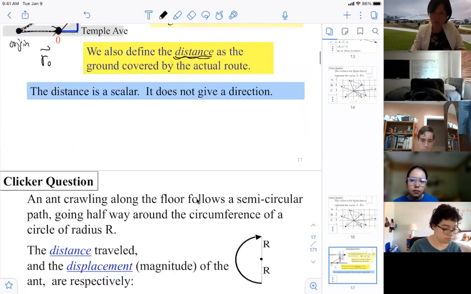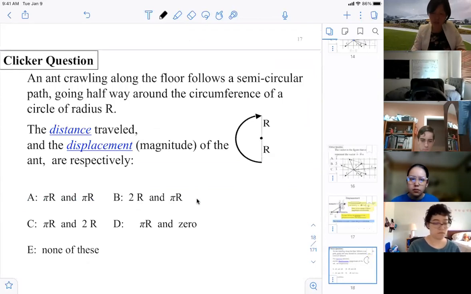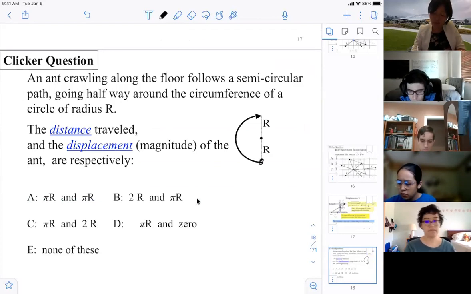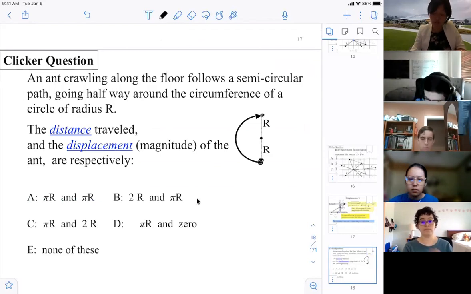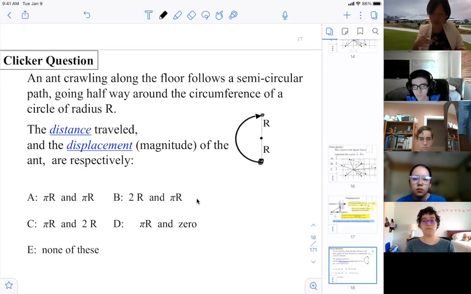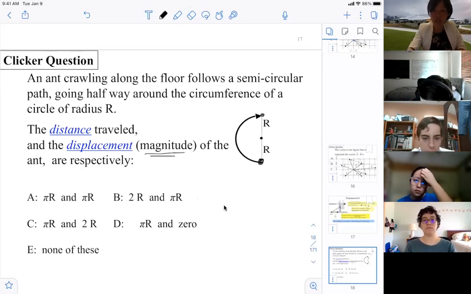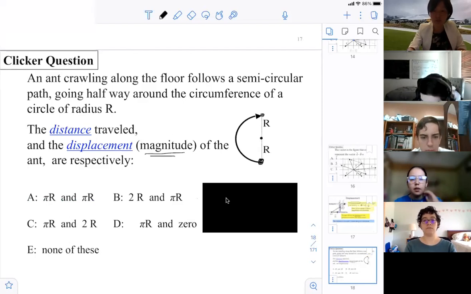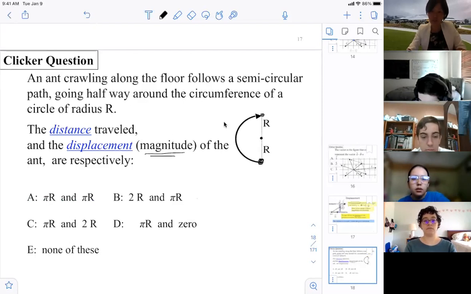Okay, so before we leave, I want us to be able to answer this question. You have an ant crawling on the floor in this half circle, from here to here. So during this travel, what is the distance and what is the displacement? We know that for displacement you need a direction as well, but here I'm only asking about the magnitude. Okay, so let's quickly put in your vote before we leave.